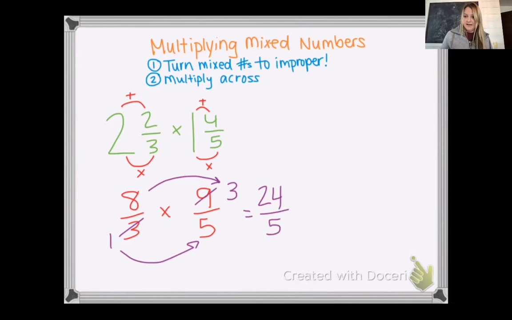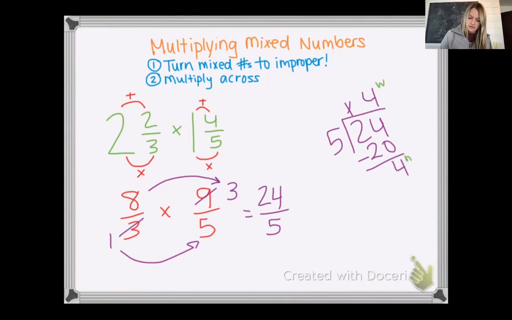Now I need to simplify it. So I'm going to take 24 divided by 5. I know 5 times 4 is 20. I have 4 left over. Think back. This is your whole number, numerator, denominator. So my final answer is 4 4/5. Okay, 4 4/5.